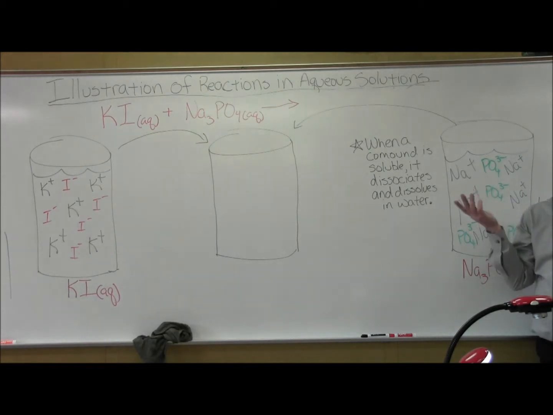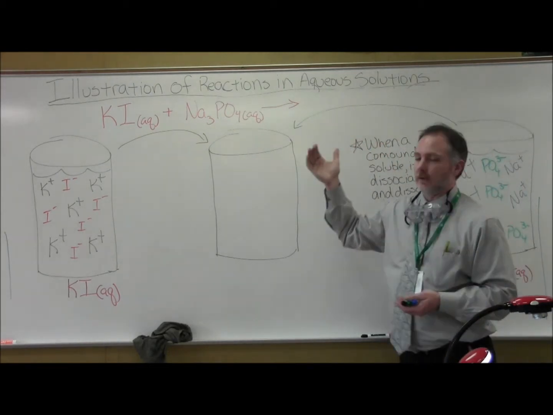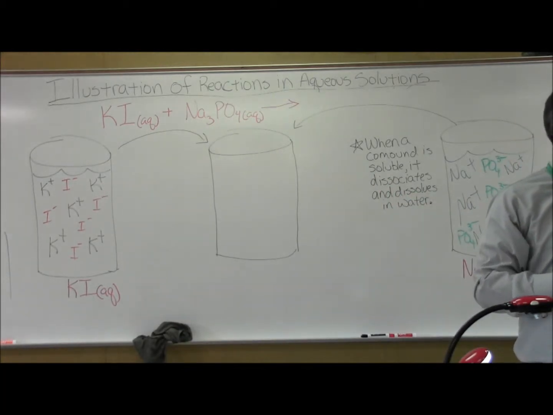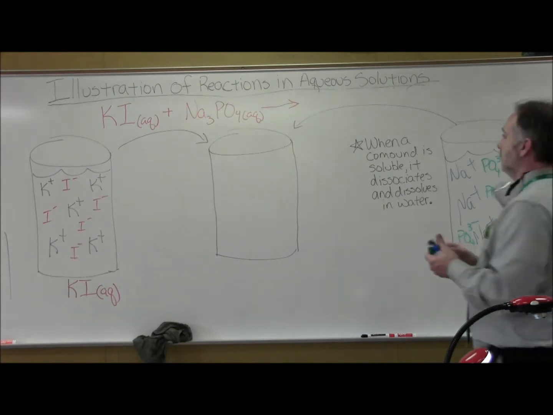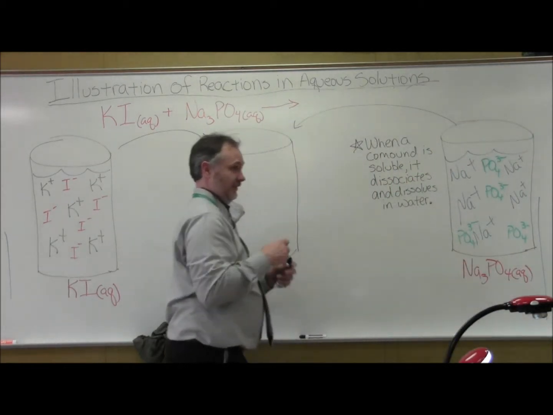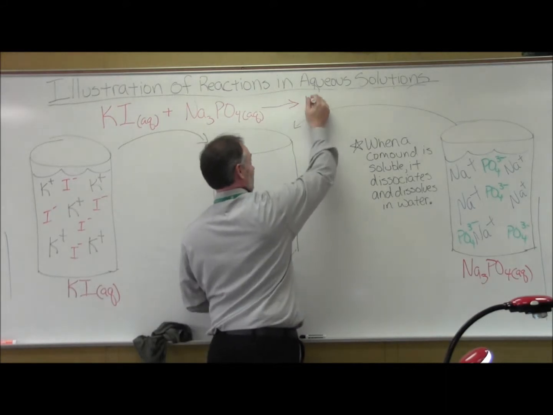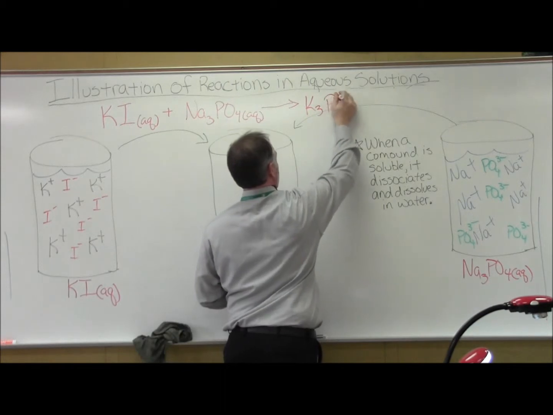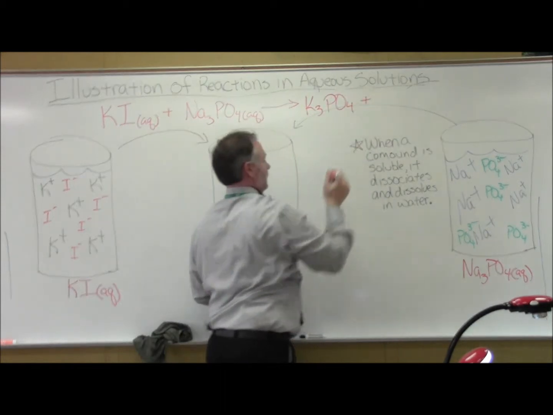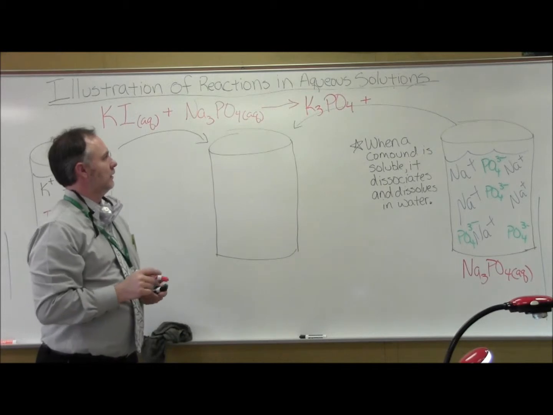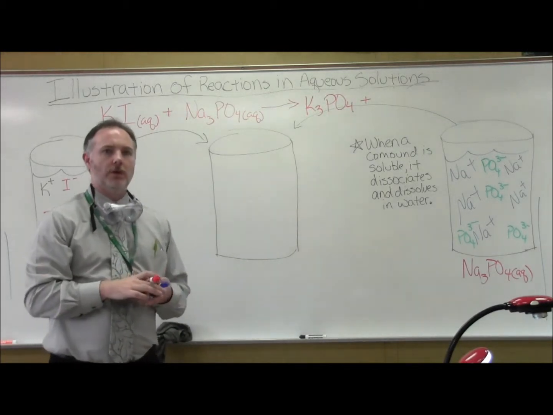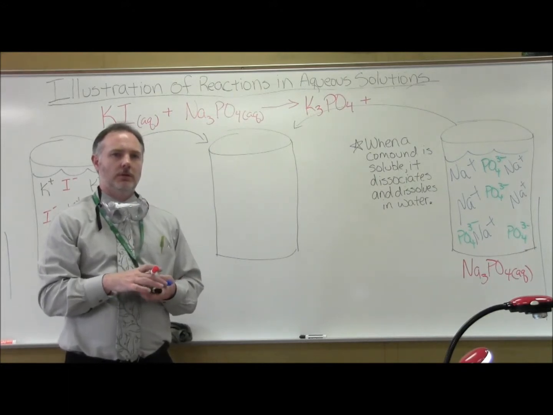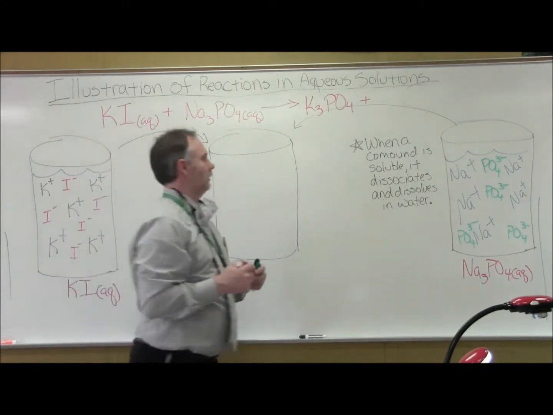So we need to predict our products. Got a volunteer that can tell me what K's new partner is going to be? Potassium and phosphate. Crisscrossing your charges, K3PO4. How about the other new partnership there, Francis? NaI.